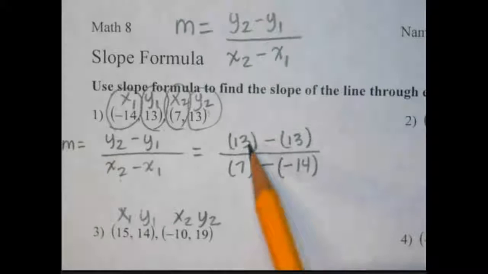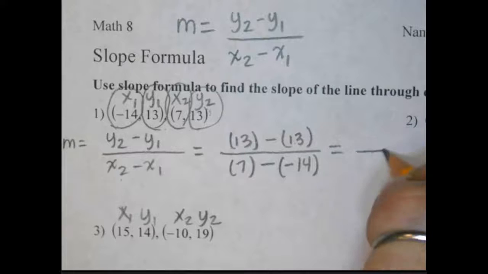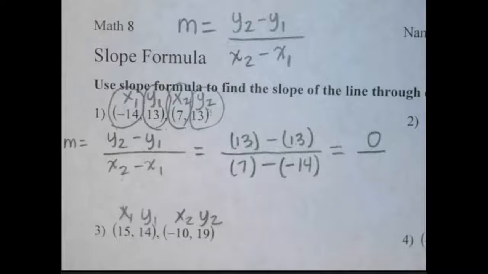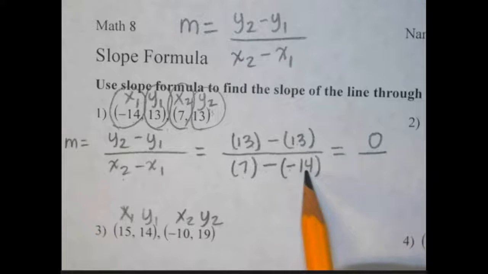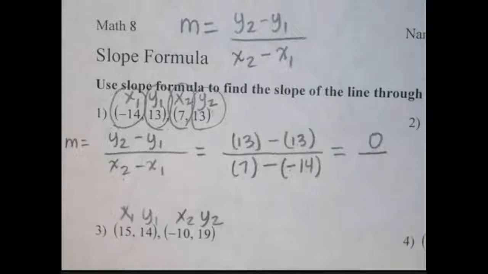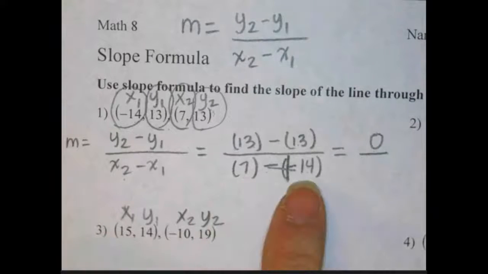Okay, so what is 13 minus 13? So I can just write my new fraction bar here and write a 0. So this reads 7 minus negative 14. What happens when I'm subtracting a negative? It becomes a plus, right? So now I have 7 plus 14. What is 7 plus 14?